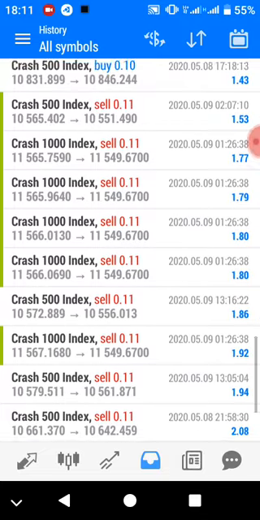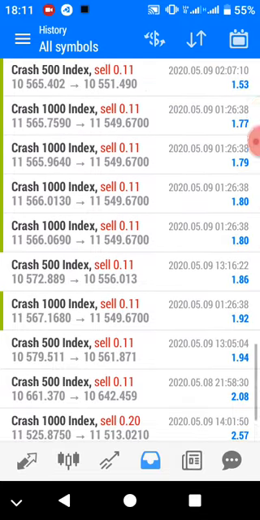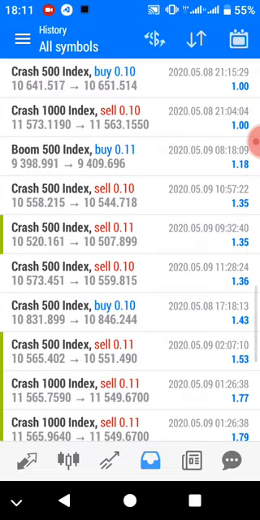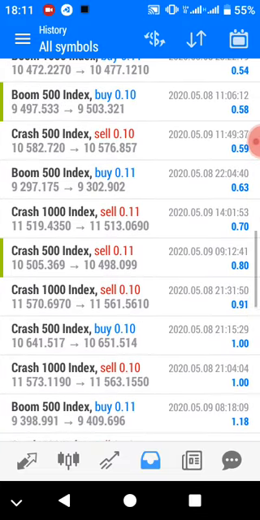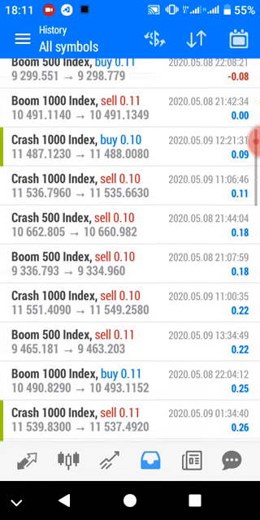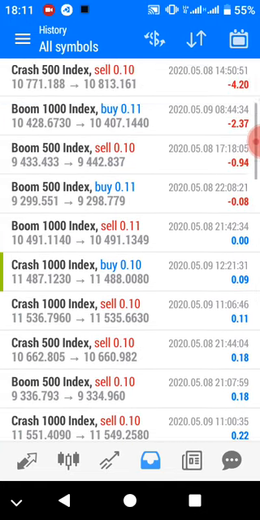If you can check all these, this is a demo account. I'm just backtesting this strategy so that I will use it on the real account. Before you start trading on the real account, you should test your strategy on a demo. I've been testing this strategy for a long time. You can see all these blues. I'm selling Crash and buying Boom. All these profits.